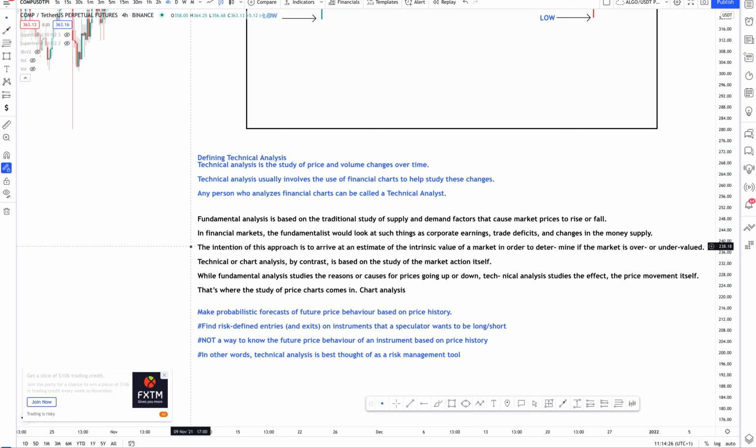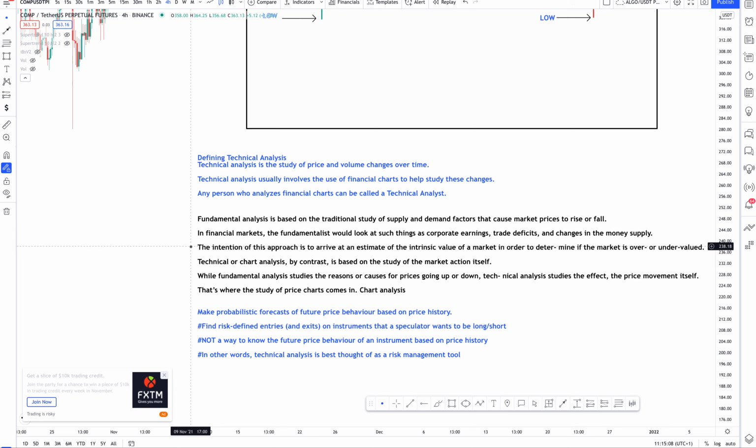If you're with me, you just have to mark that word: intrinsic value of a market, in order to determine if the market is over or undervalued. If the market is over or undervalued, you check some factors, right? All this checking is to arrive at the intrinsic value, to know whether an asset is overvalued or undervalued. While technical or chart analysis, by contrast, is based on the study of market action itself.